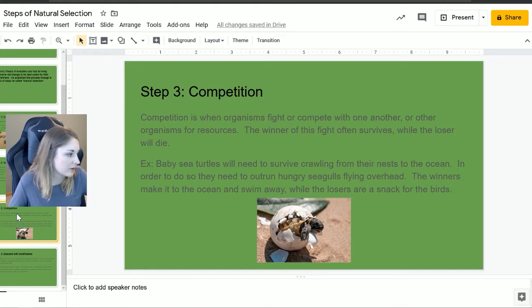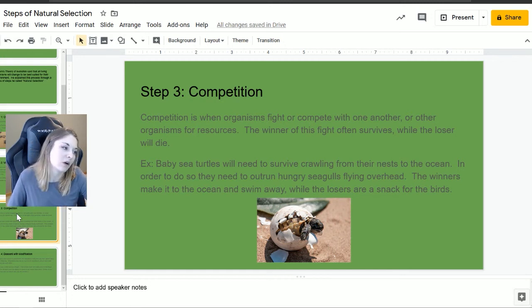So baby sea turtles need to survive crawling from their nests on the beach all the way into the ocean. They need to be able to do this without seagulls who are flying overhead, swooping down and getting them. And so again, this is a pretty straightforward piece in this example. The competition is against the seagulls. They need to be faster or sneaky in some way.